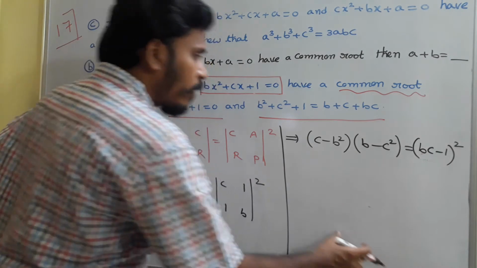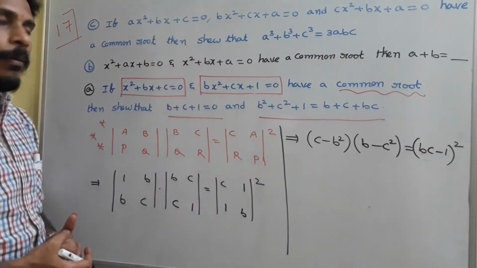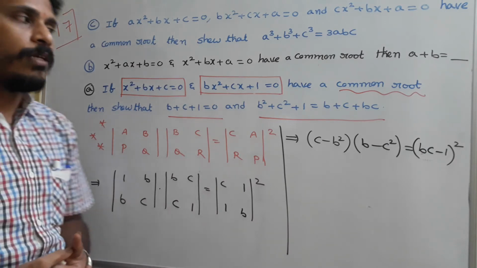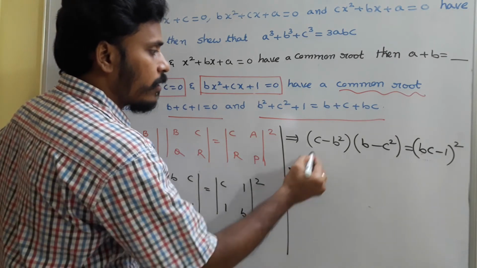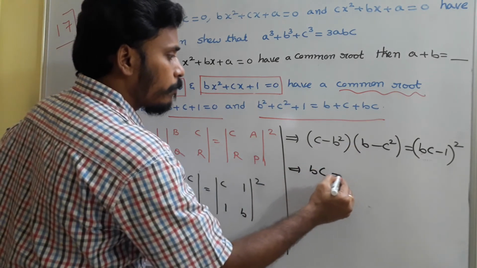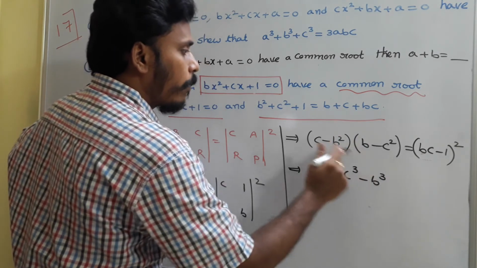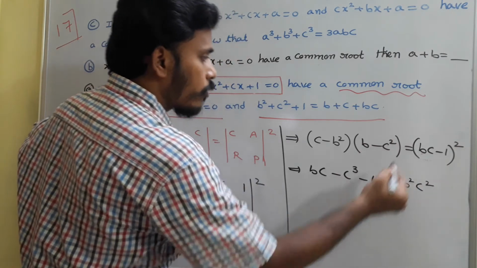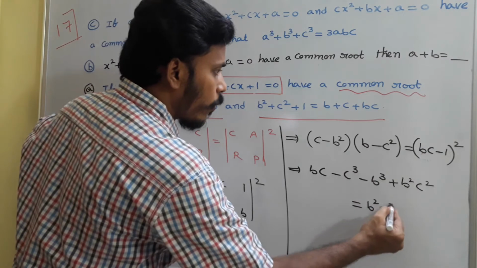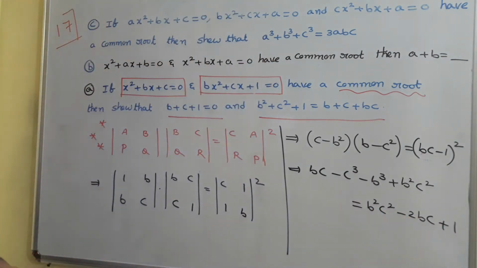We need to simplify it, and at the end we need to show that b plus c plus 1 equals 0 and b square plus c square plus 1 equals b plus c plus bc. So this implies c into b is bc minus c cube minus b cube, and minus b square and c square is plus b square c square, which equals this side: b square c square minus 2bc plus 1. Is it clear? Yeah. So what do I need to do?